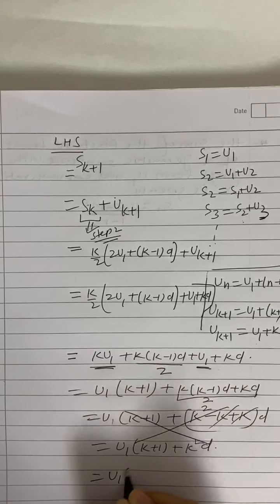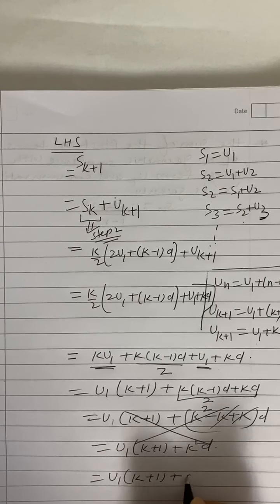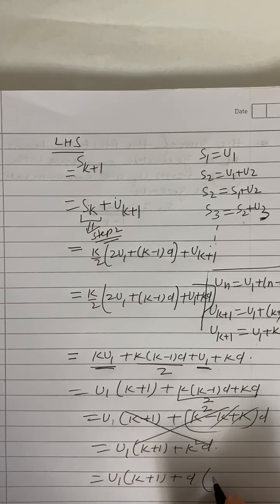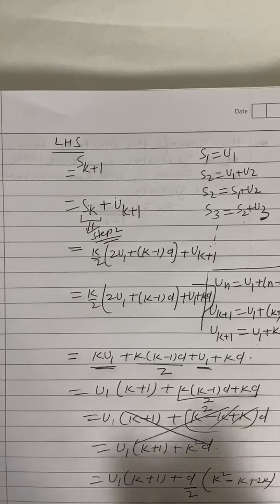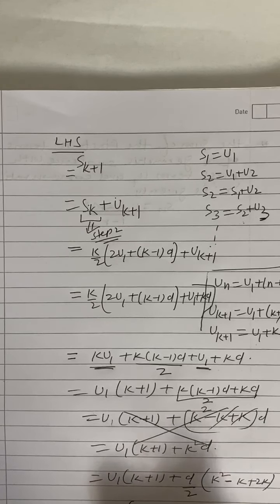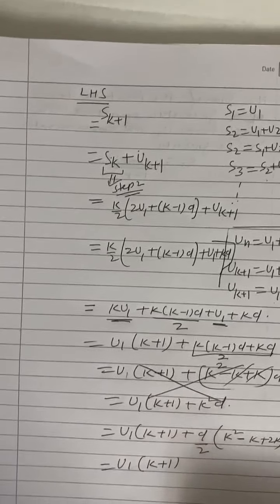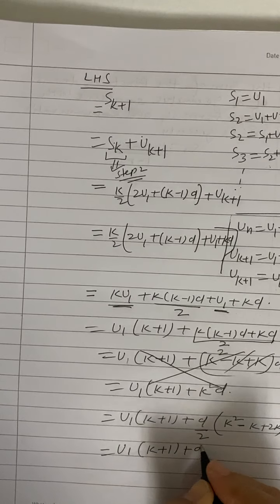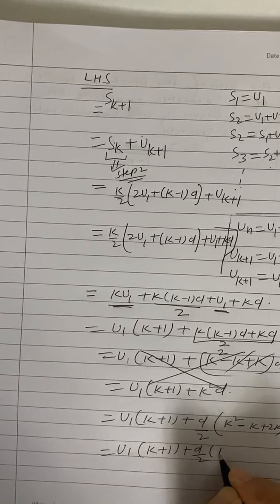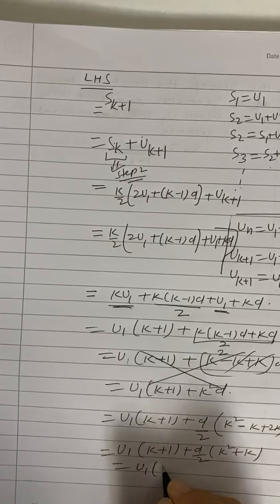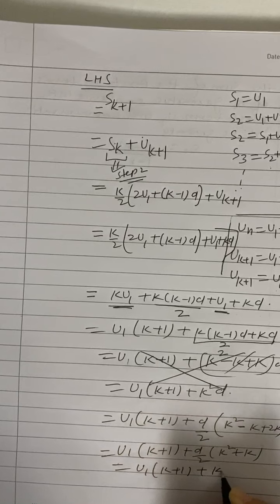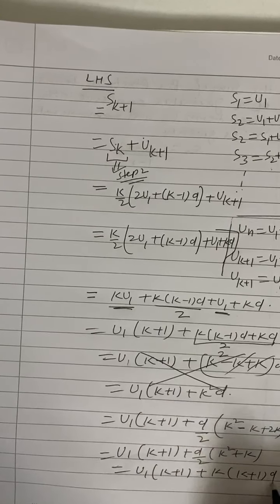So this will be u1 (k plus 1) plus d common. And then I got here k squared. Maybe I will take d over 2. So k squared minus k plus 2k. So you got u1 (k plus 1). You should get exactly the same as what you have to prove. And I was getting a mistake, which means I did something wrong here. So you got here u1 (k plus 1) plus k into (k plus 1) times d over 2.